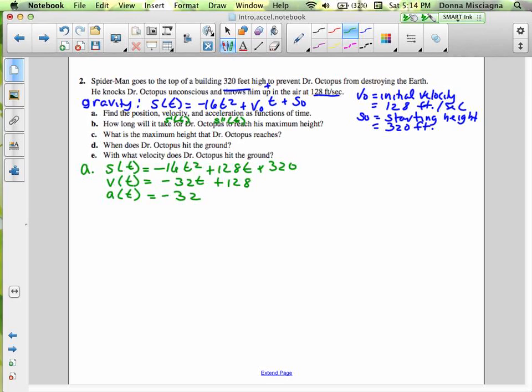So now B, how long will it take for Dr. Octopus to reach its maximum height? All right, so we're dealing with the position equation here, and we've got a parabola. So we're going to be at our maximum at the vertex of the parabola.